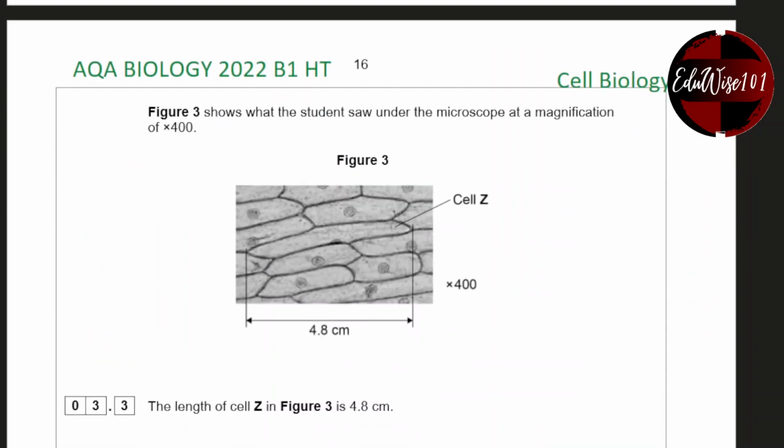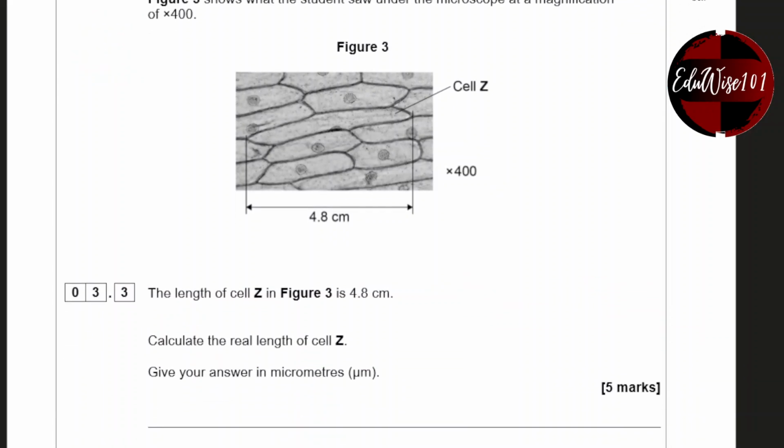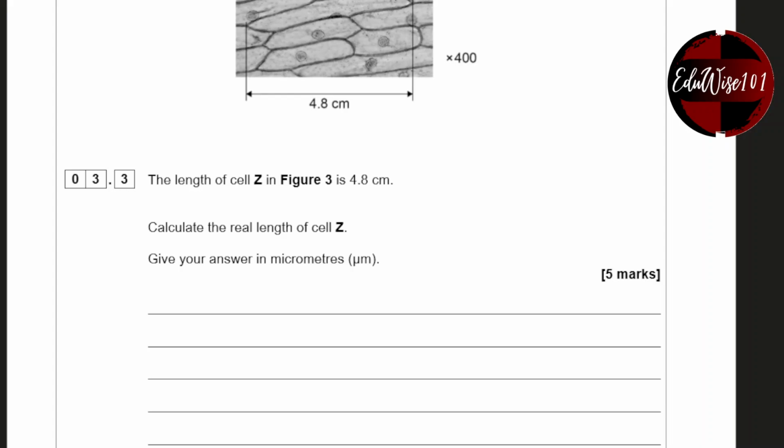Figure 3 shows what the student saw under the microscope at a magnification of 400. So the length of cell Z in figure 3 is 4.8 centimeters. So you got cell Z, which they have given as 4.8 centimeters. Calculate the real length of cell Z. Give your answer in micrometers. So you should remember the cell magnification equation for this. You're not going to be given this unless you are doing the foundation paper.